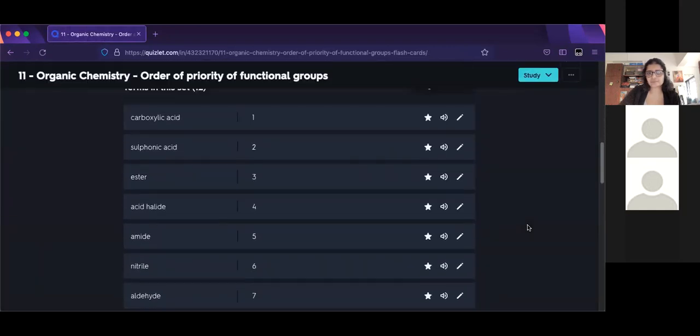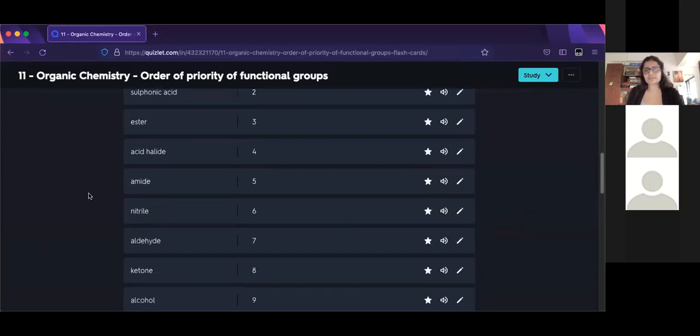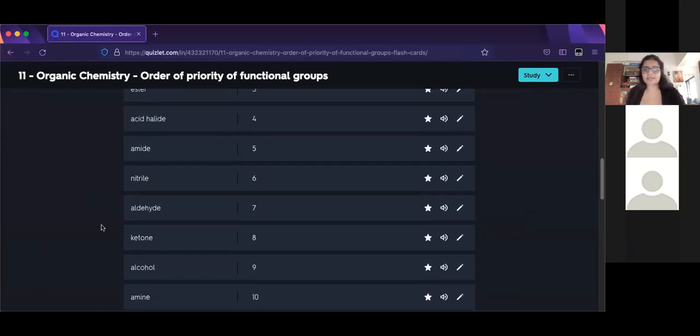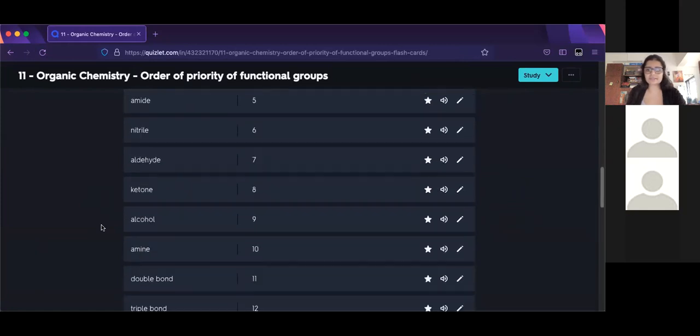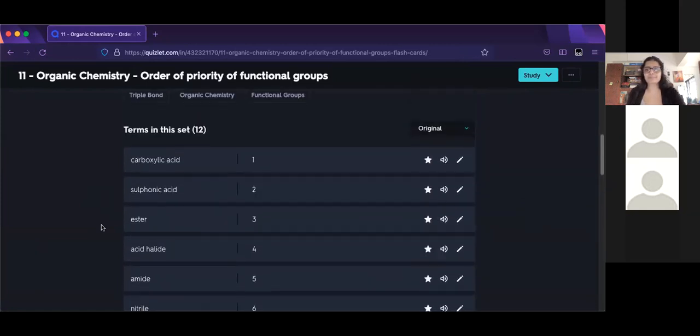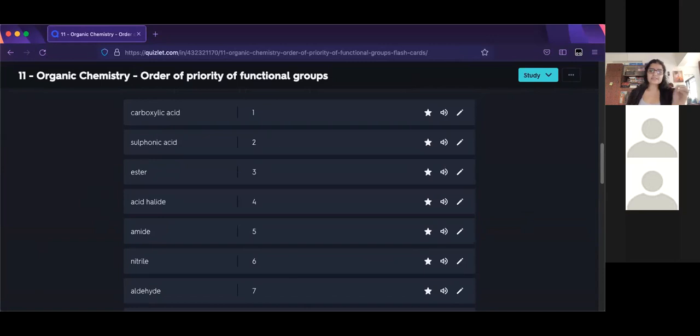Okay, so this is the order. Carboxylic acid takes the highest priority, followed by sulfonic acid, followed by ester. Acyl halides are also called acid halides. They're the same thing. Then amide, then nitrile, then aldehyde, ketone. This is the general order. So this is applied only in nomenclature.